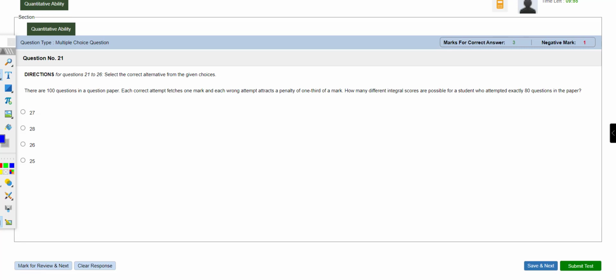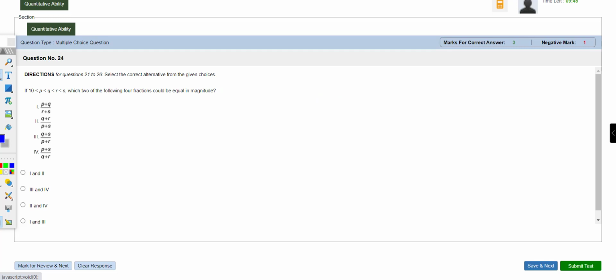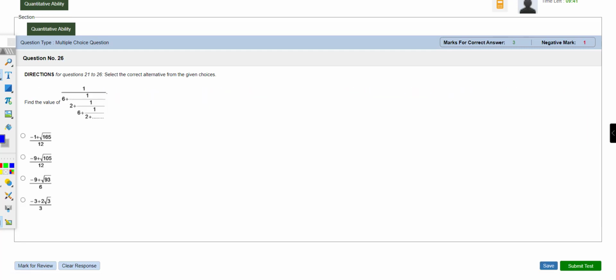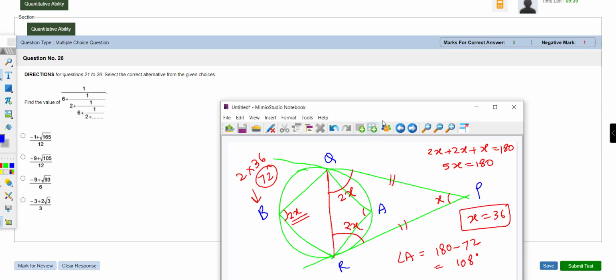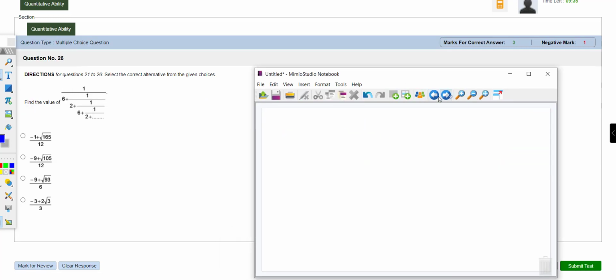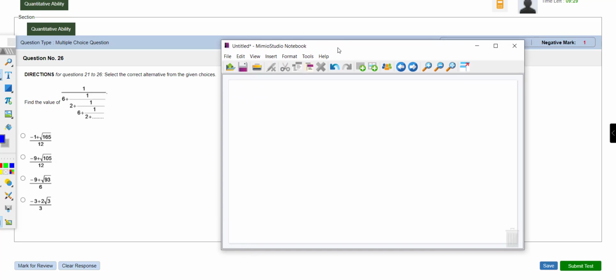Question number 21. Okay, let me go through all the questions. First of all, 21, then 22, 23, 24, 25, 26. The last question looks familiar. We'll do the last question first. How many questions did we do in total till now? We are done with the 14th question. Let's do the 26th first. The 26th question is a very common question.